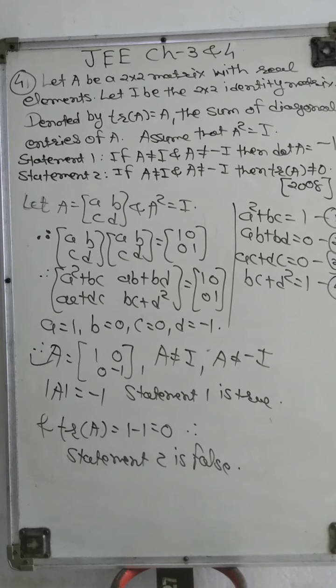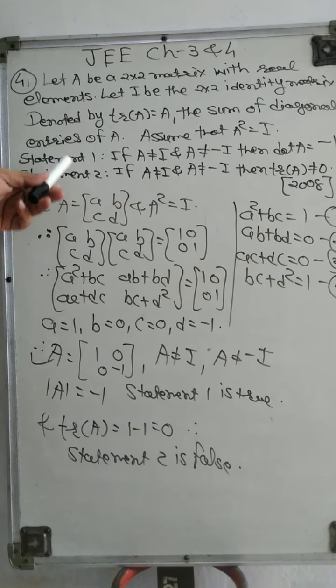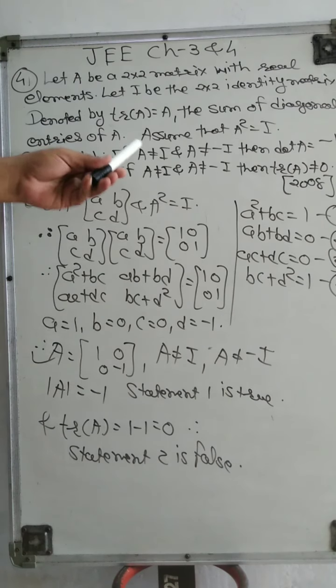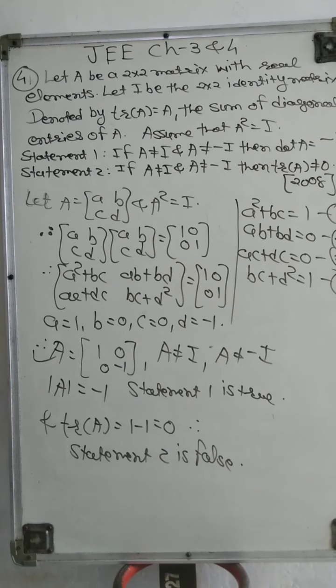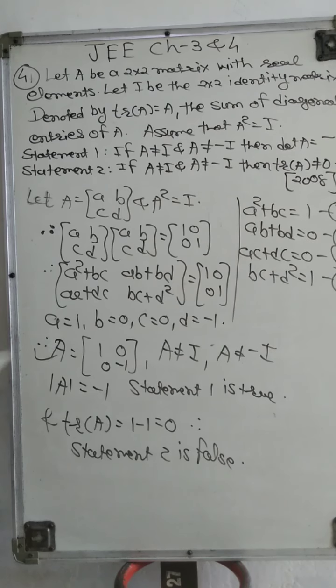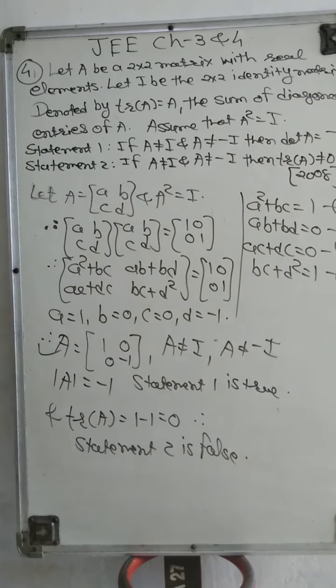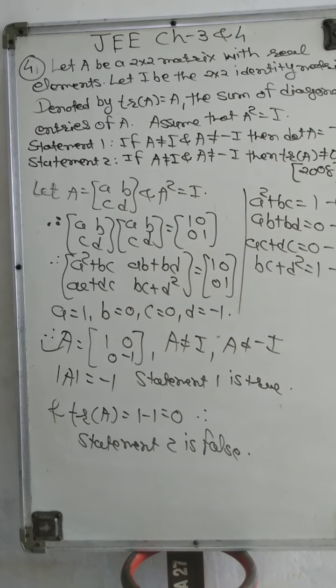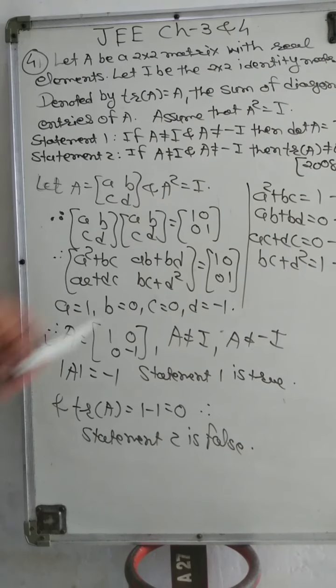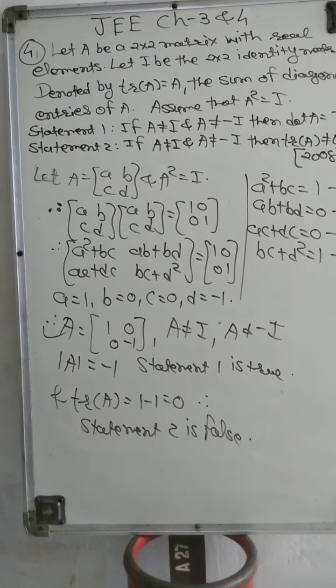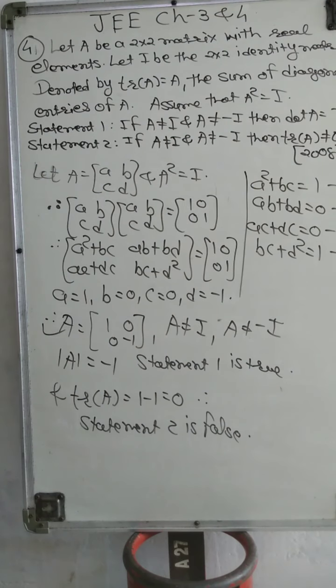Assume that A square equals I. Statement 1: if A is not equal to I and A is not equal to minus I, then determinant of A is minus 1. Statement 2: if A is not equal to I and A is not equal to minus I, then TRA is not equal to 0. This was asked in 2008.